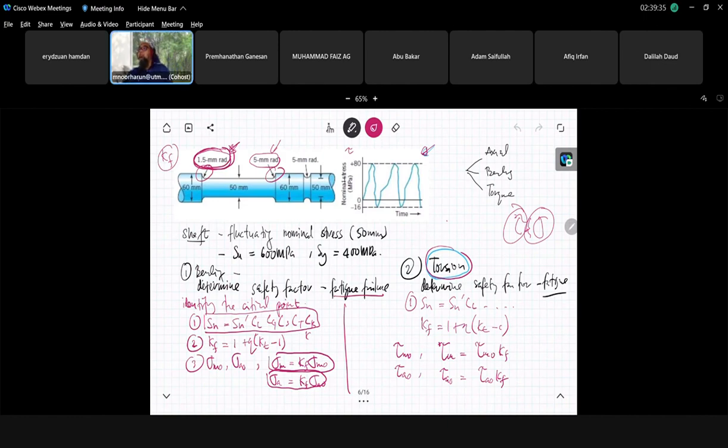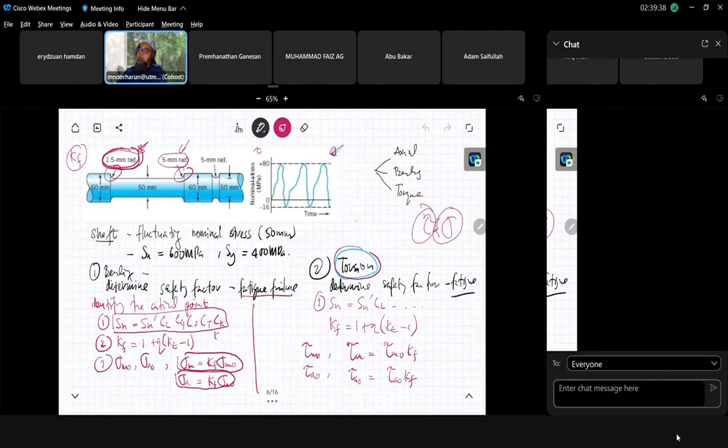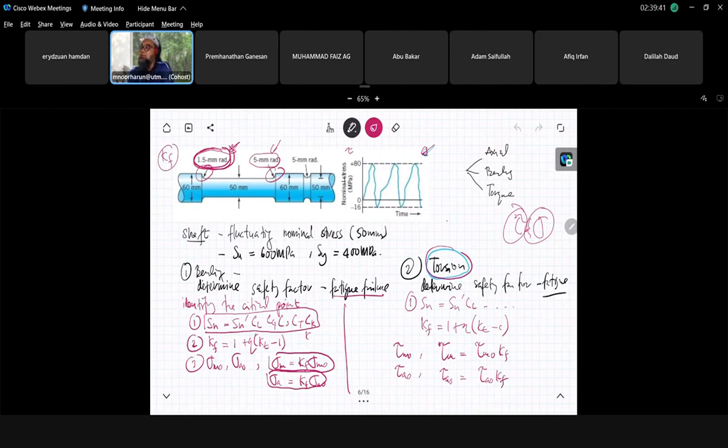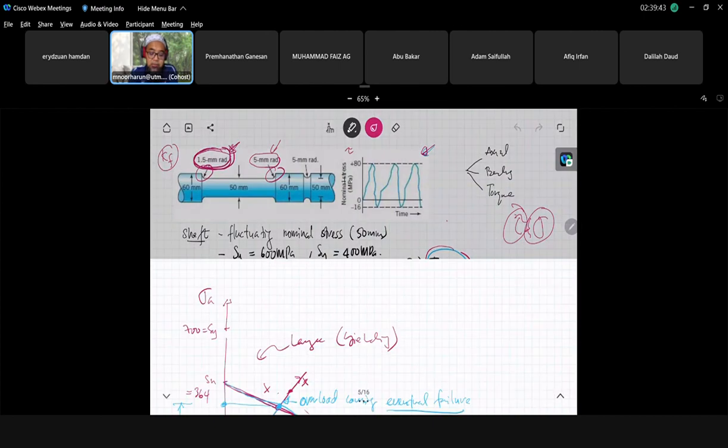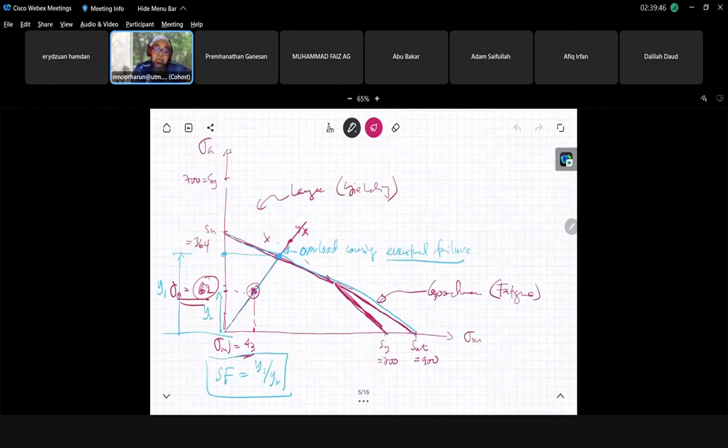Boleh faham? Ada soalan? So kalau torsion, shear stress, the graph I drew is for bending. Kalau torsion only, just change this. Kalau lukis graph, just tukar this one. Sama juga.